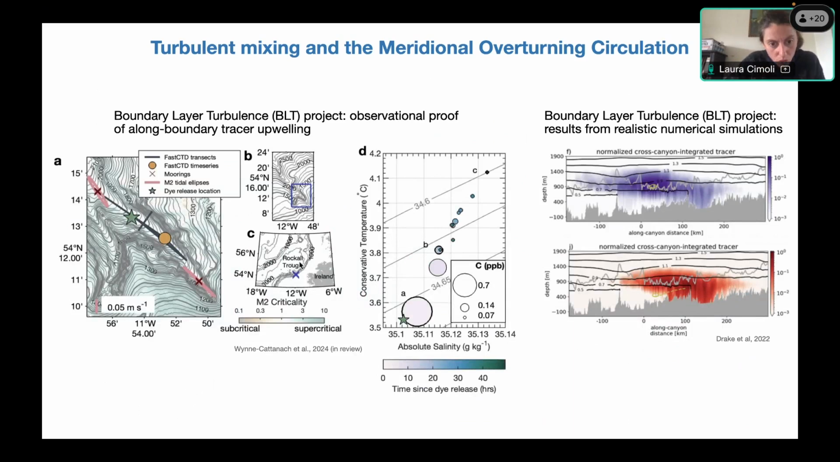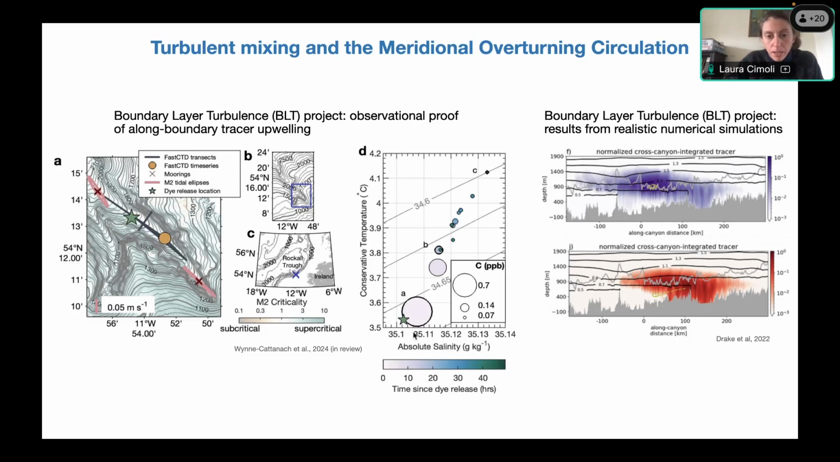This is the Rockall Trough, which is a trough just off the coast of Ireland, where there is a lot of turbulence regulated by internal tides. So they injected the dye just 10 meters above the seafloor and then monitored its evolution as it was being mixed and moved around.